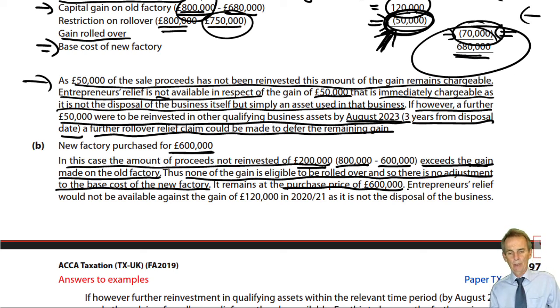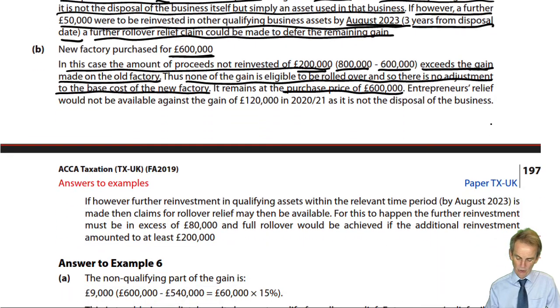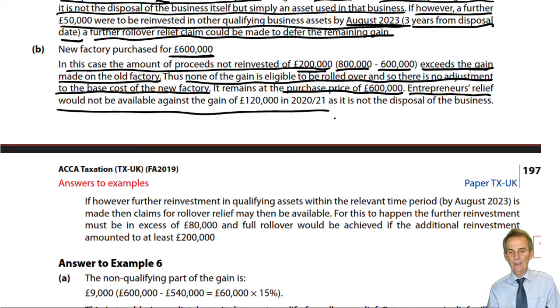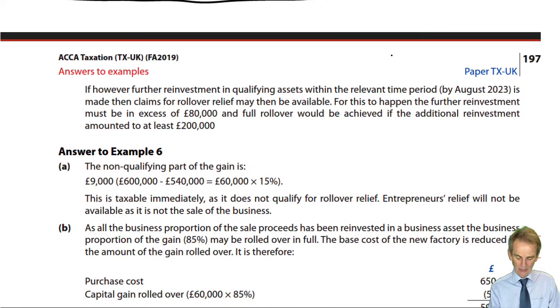Remember, of course, that in relation to that sale, entrepreneur's relief would not be available against the gain of 120. We know why. It's not the disposal of the business, it is simply a disposal of an asset used within the business. But at that point, sold for 800, bought for 600, failed to reinvest 200. How much gain arose on the sale? 120. You've taken out 200,000. You've taken out all of those proceeds, generating that gain. So none of the gain was eligible for rollover.